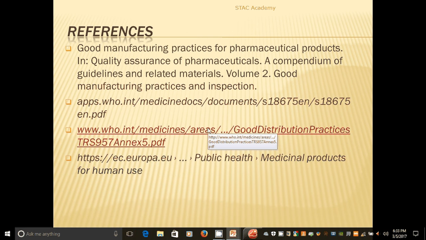You could go to the following references in order to get more information about good warehousing practices.